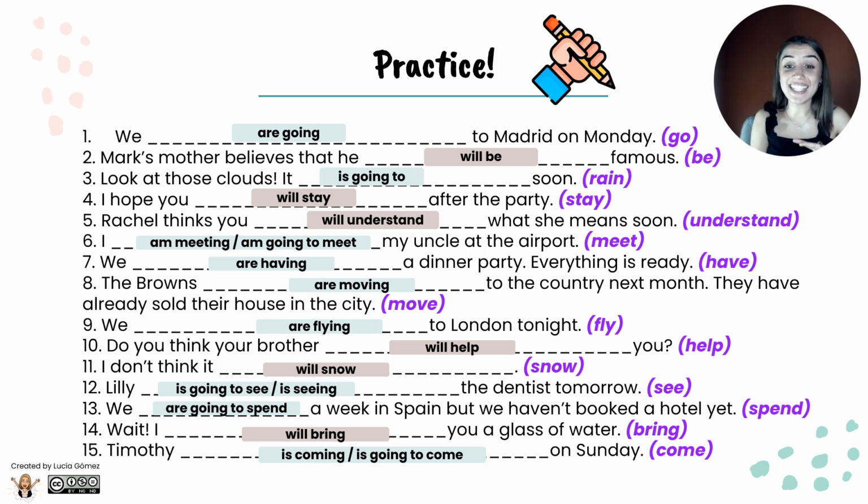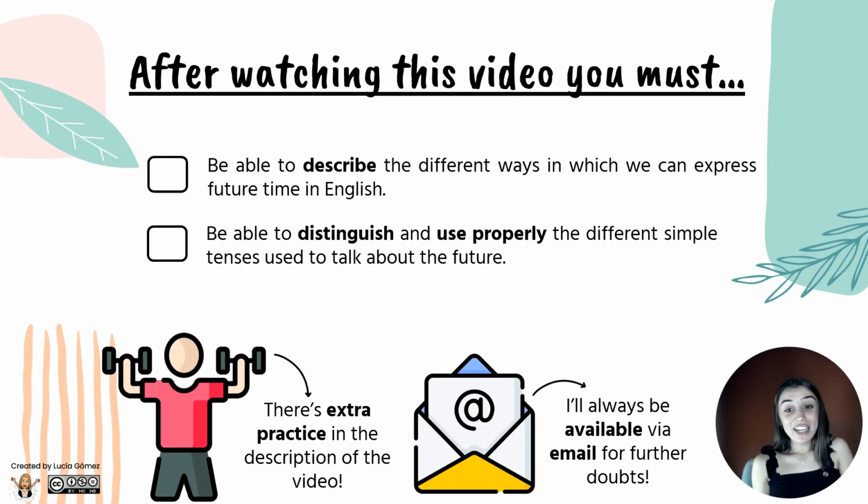So, well, this is all about it. And finally, let me tell you that after watching this video, you must be able to describe the different ways in which we can express future time in English. In this video, we've been working with present simple, will, be going to, and present continuous. In future videos, I'll finesse with future continuous and future perfect. And apart from all of this, you must be able to distinguish and use properly the different simple tenses or less complex tenses that we've learned and that are used to talk about the future.